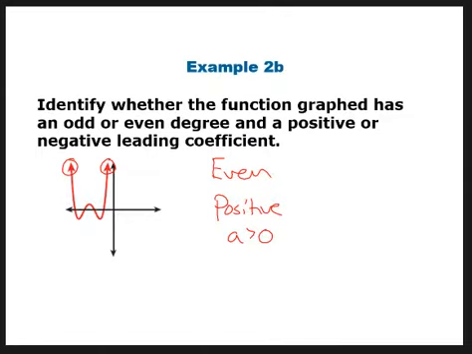Again, had this opened down, say it had been the same thing but opening down, it's still even because those ends are pointed in the same direction. They're both going towards negative infinity. But because the bowl goes down, that would mean we'd have a negative leading coefficient.